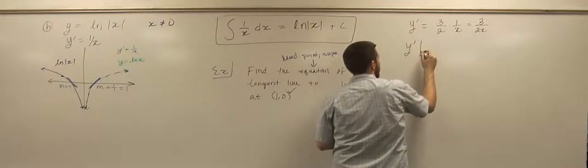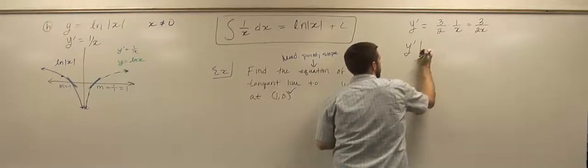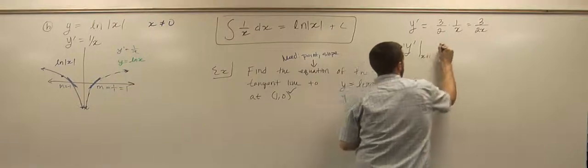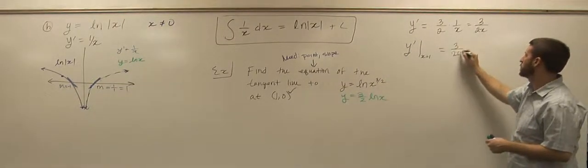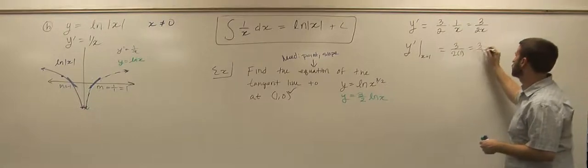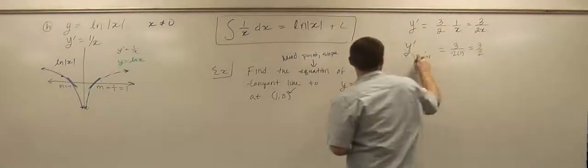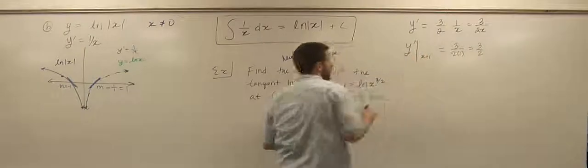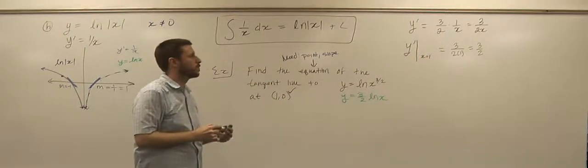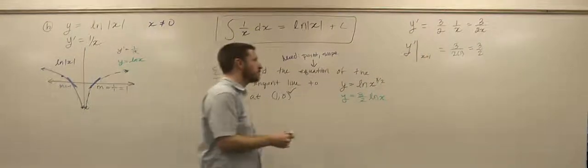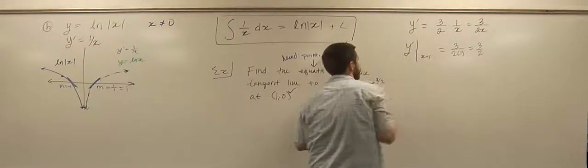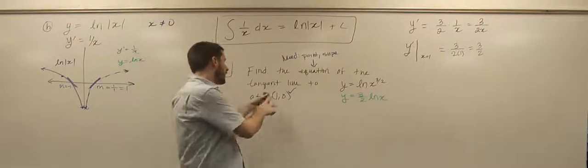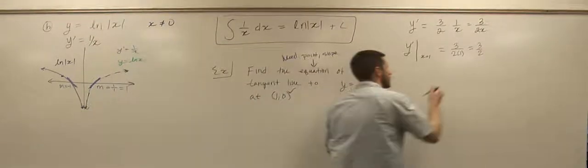So y prime evaluated at 1, x equals 1, will be 3/2. The derivative needs to be evaluated. So there's my slope. m equals 3/2. I have a point, I have a slope.